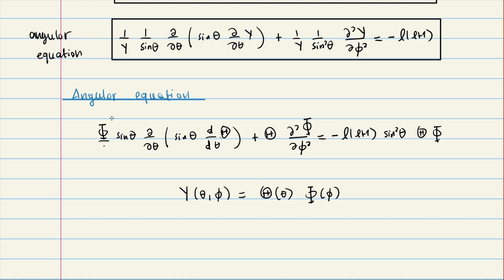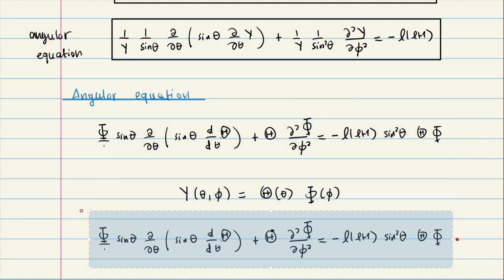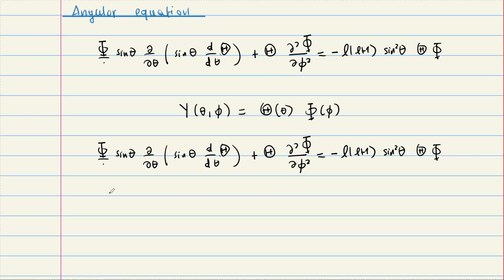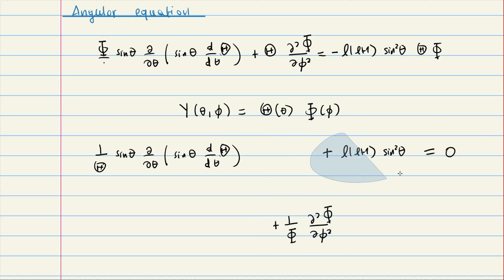Lastly, let me do it in two steps in case you get lost. Let's divide by Theta times Phi. If I divide by Theta times Phi, I'm going to have uppercase Theta here, uppercase Phi here, and 1 here. Let me also take this term to the other side and put it as a plus, and set it equal to 0. I want to move this to the end because I want to separate each variable part from the other. Good.